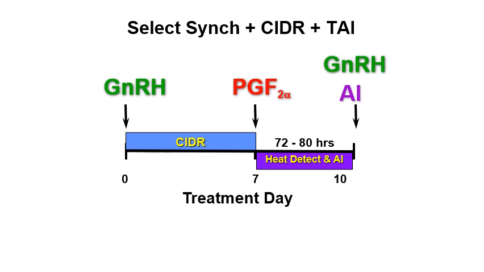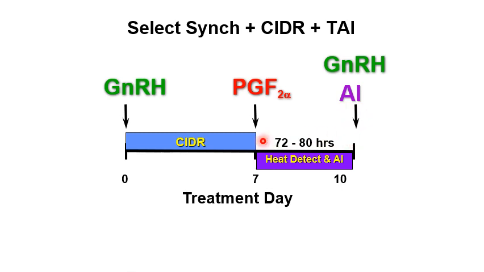Another protocol is the Select Synch plus the CIDR plus the TAI, or the timed AI. So basically the same procedure as the previous one with the CO-Synch, but in here we also administer the GnRH at random. Then we also give the CIDR implant, or the CIDR insertion at the vagina, and we get the animal at day 7 of the estrous cycle. Then we give PGF2 alpha to lyse the CL. We also remove the CIDR during this time, and it would be a little longer before giving the second injection of the GnRH.